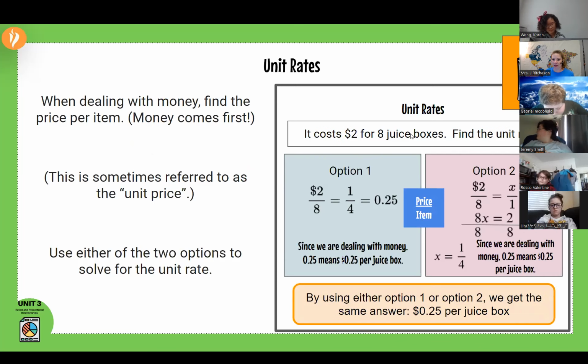All right, what about this? If it costs $2 for 8 juice boxes, people automatically want to always divide the biggest number by the smallest number. But in this situation, you would not do that. So don't go, oh, 8 divided by 2 is 4. The price is $4 per juice box. That's not right, guys. Make sure you always divide the price by the quantity. So that means each juice box would be 25 cents per box.